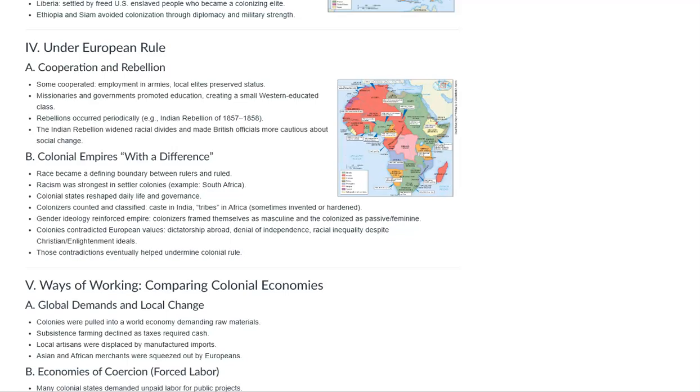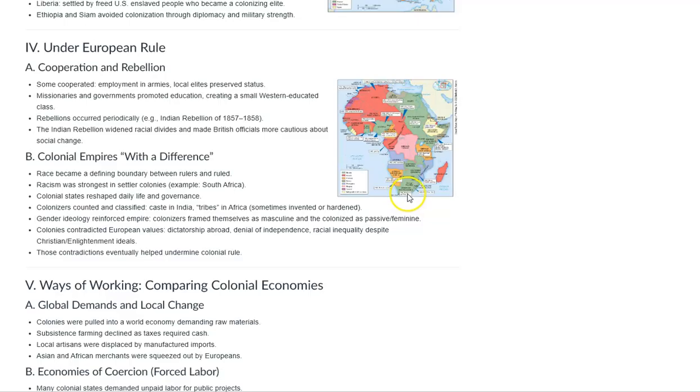So you have to think about the caste system. It's also very alive and present in India. It also made the British more conservative and cautious about trying to reshape Indian society too quickly. Here's one of the most important arguments in this chapter. It talks about how modern colonial empires were different from earlier empires. In modern colonial empires, race became a central dividing line. Rulers and ruled were separated by racial categories, especially in places with large numbers of European settlers like South Africa.